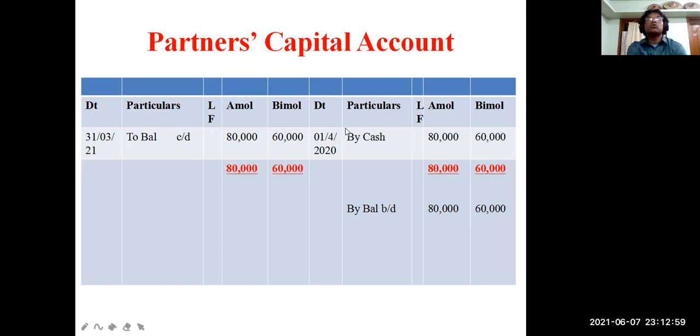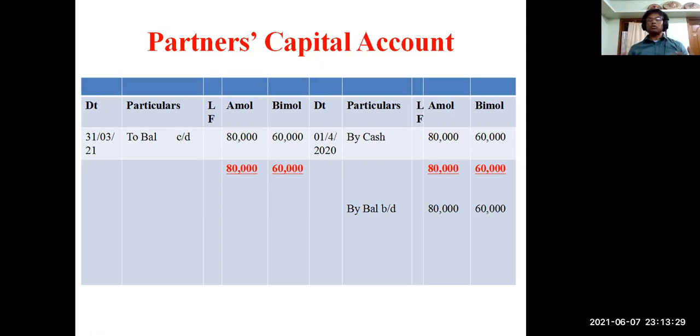This is how to draw it. We will try to learn the drawing. So the date is 1/4/2020, by cash 80,000 Omol and 60,000 Bimol. Below, Omol and Bimol, you write rupees. Here you write credit, here you write debit. Date, particulars, ledger folio, Omol, Bimol, and the same on the other side. I have written DT as a shortcut. So by cash I have written.